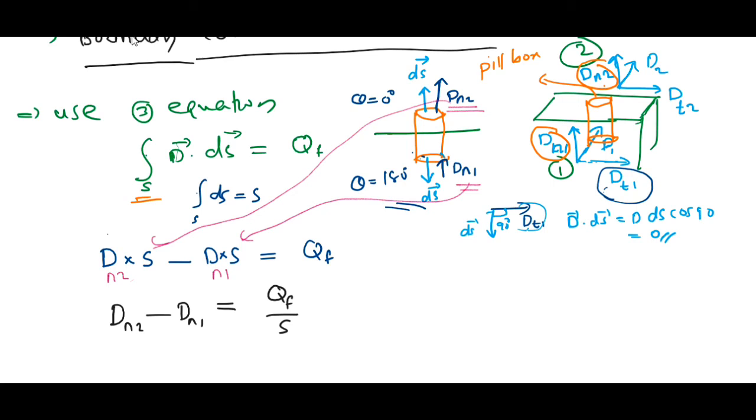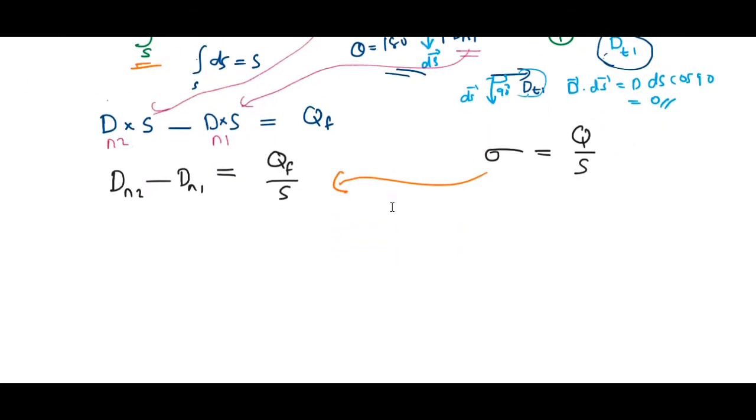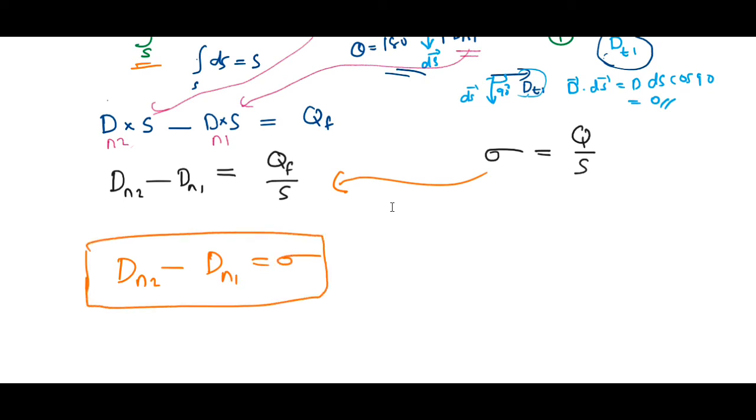See, surface charge density sigma is equal to total charge by surface area. Therefore, this expression on the right hand side you can replace by sigma. Dn2 minus Dn1 is equal to sigma. This is the third boundary condition.